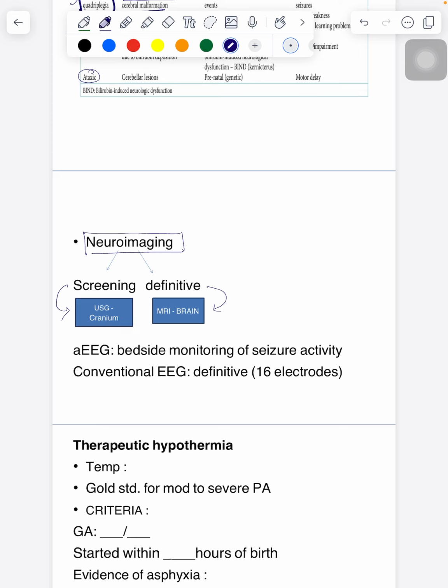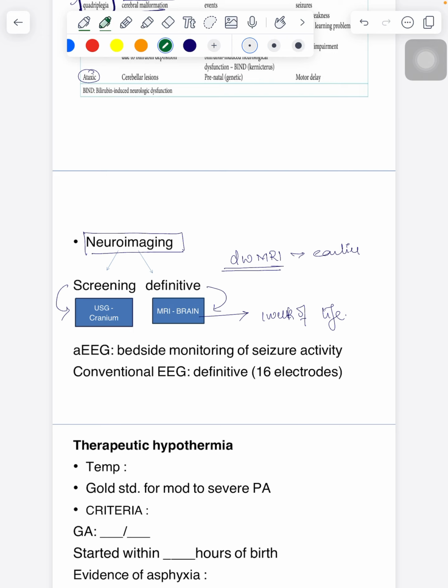So to find the lesion at the earliest stage, that is before 3 to 5 days, diffusion weighted MRI should be done. While MRI brain can pick up the lesion only after 1 week of life. Okay, next you have USG cranium.